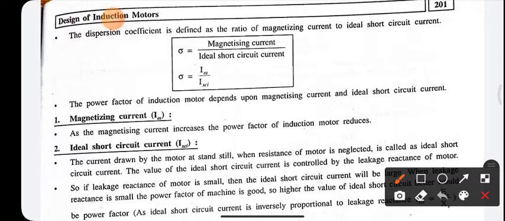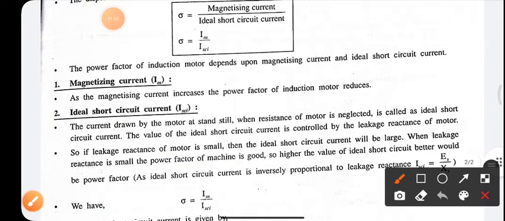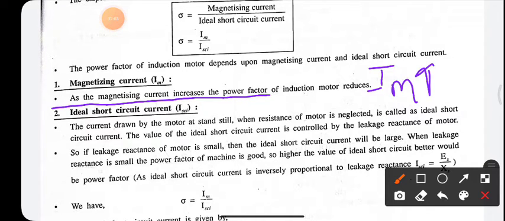Magnetizing current, we have seen this word many times in various machines, in the transformer and also in the induction motor. What is that? It is nothing but the current taken by the machine to set up the flux, known as the magnetizing current. It is denoted by Im. As the magnetizing current increases, the power factor of our induction motor reduces.